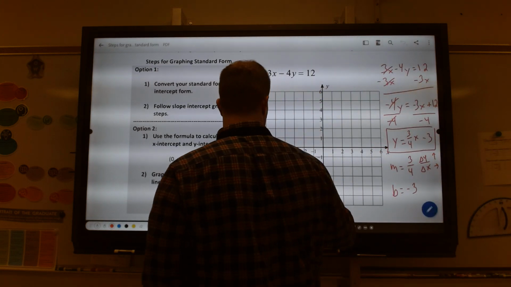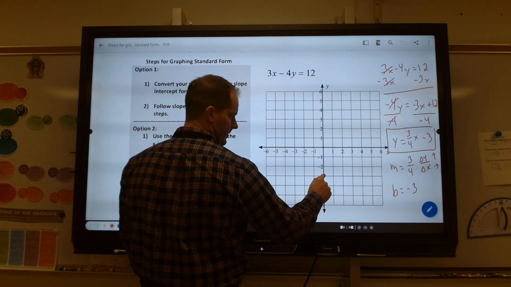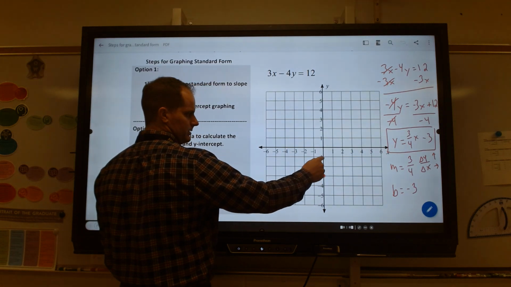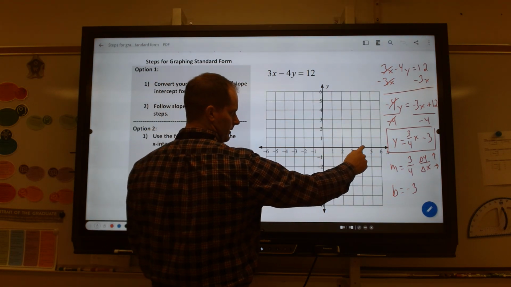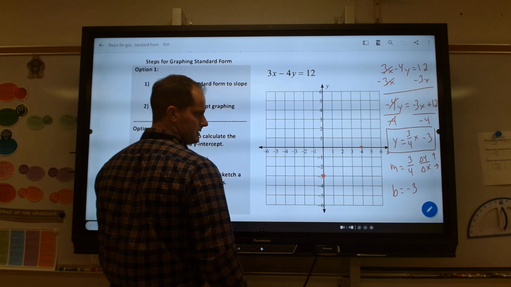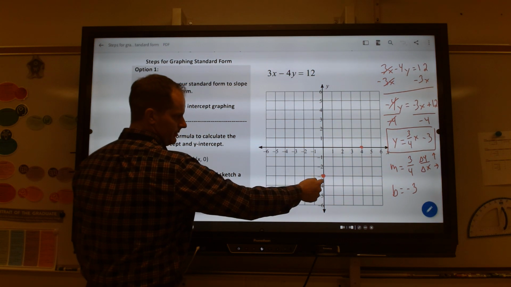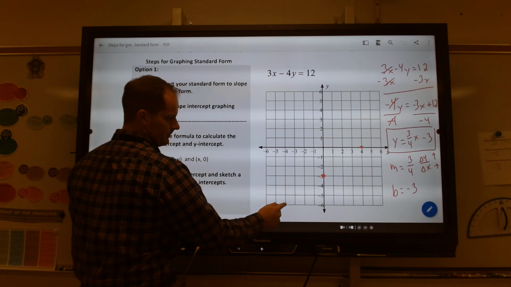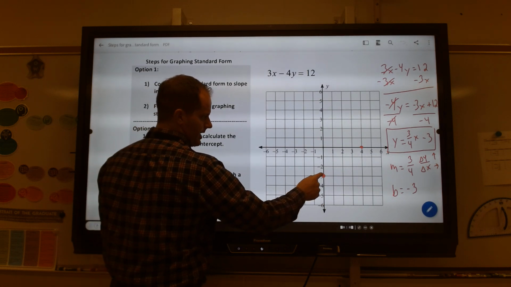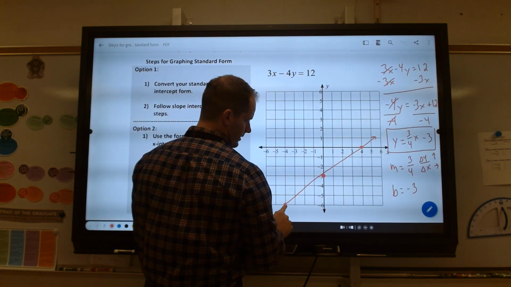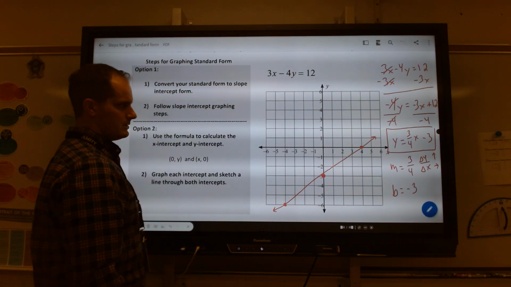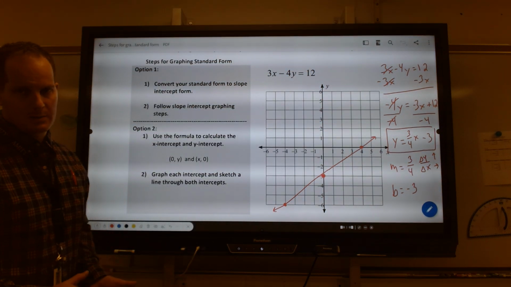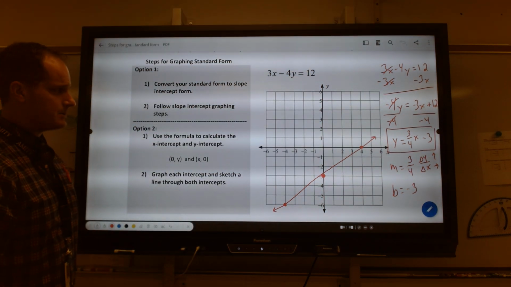So you can plot negative 3, and then you're going to move up 3 spaces, 1, 2, 3, and over 4. And vice versa, you can also go down 3 spaces, 1, 2, 3, and to the left 4. It still will give you this positive slope, and we can see where it crisscrosses. So that is one option.